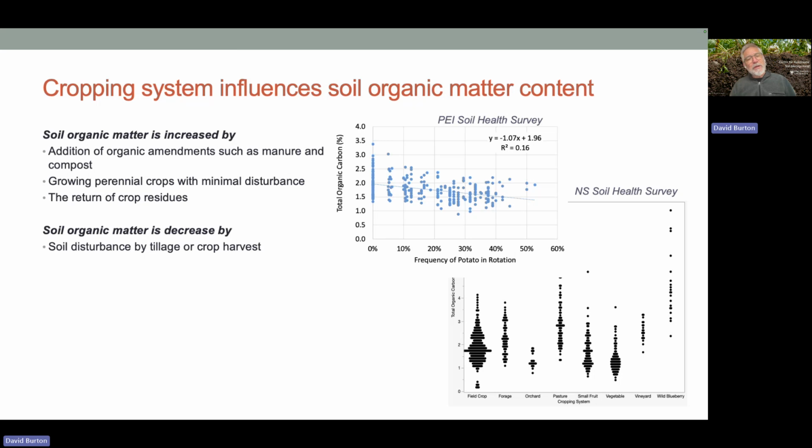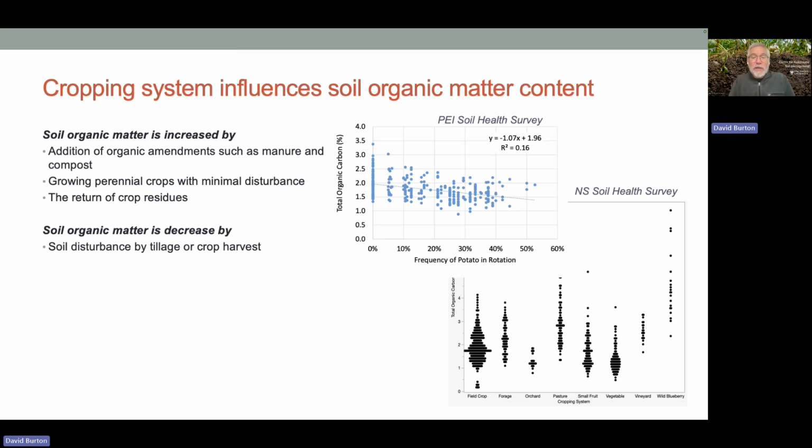What influences organic matter content? Well, one of the major influences is cropping system. The other one, of course, is soil disturbance, in other words, tillage. So cropping systems that add a lot of organic matter to the soil in terms of crop residue or very fine roots, especially very fine roots like cereals, tend to increase soil organic matter.